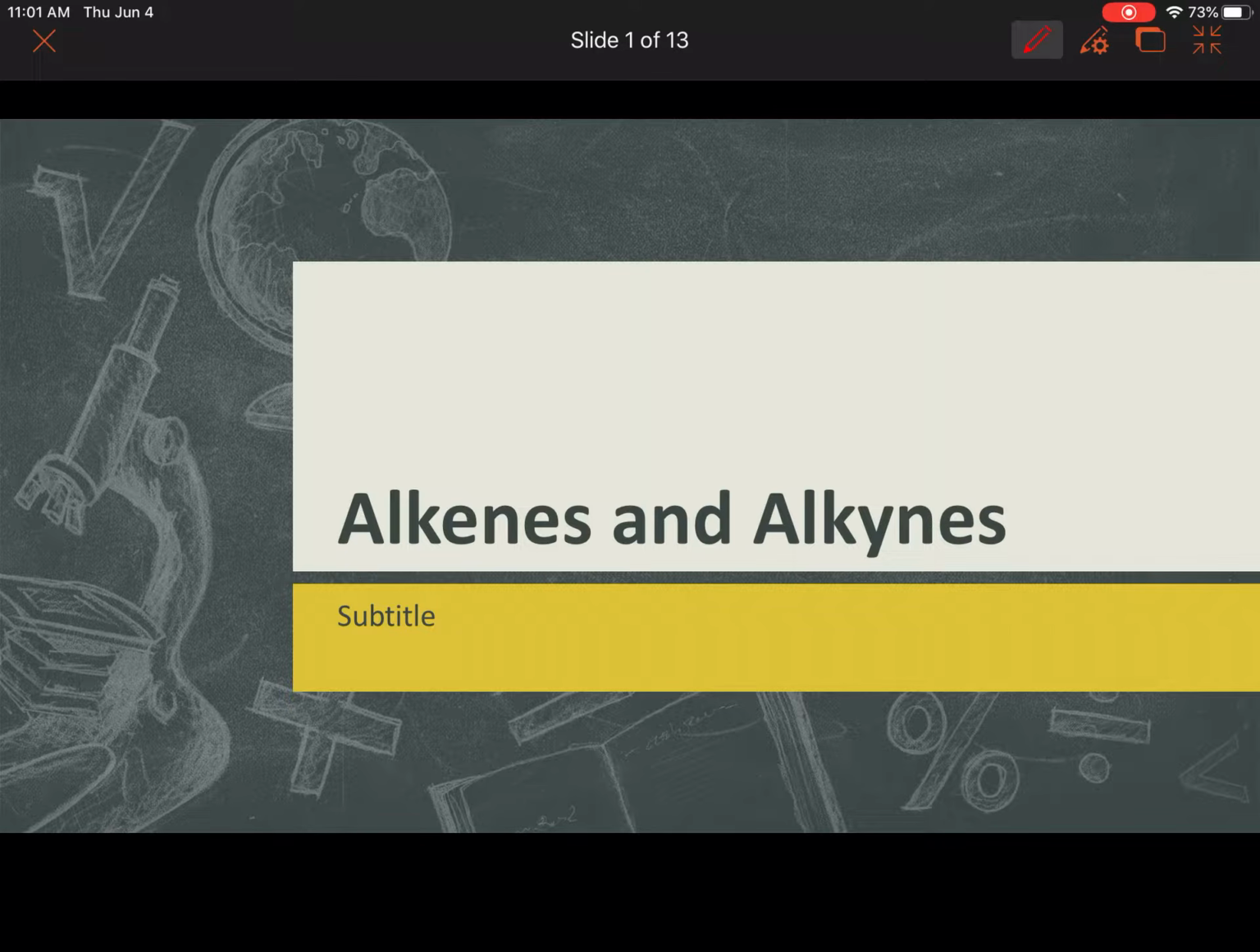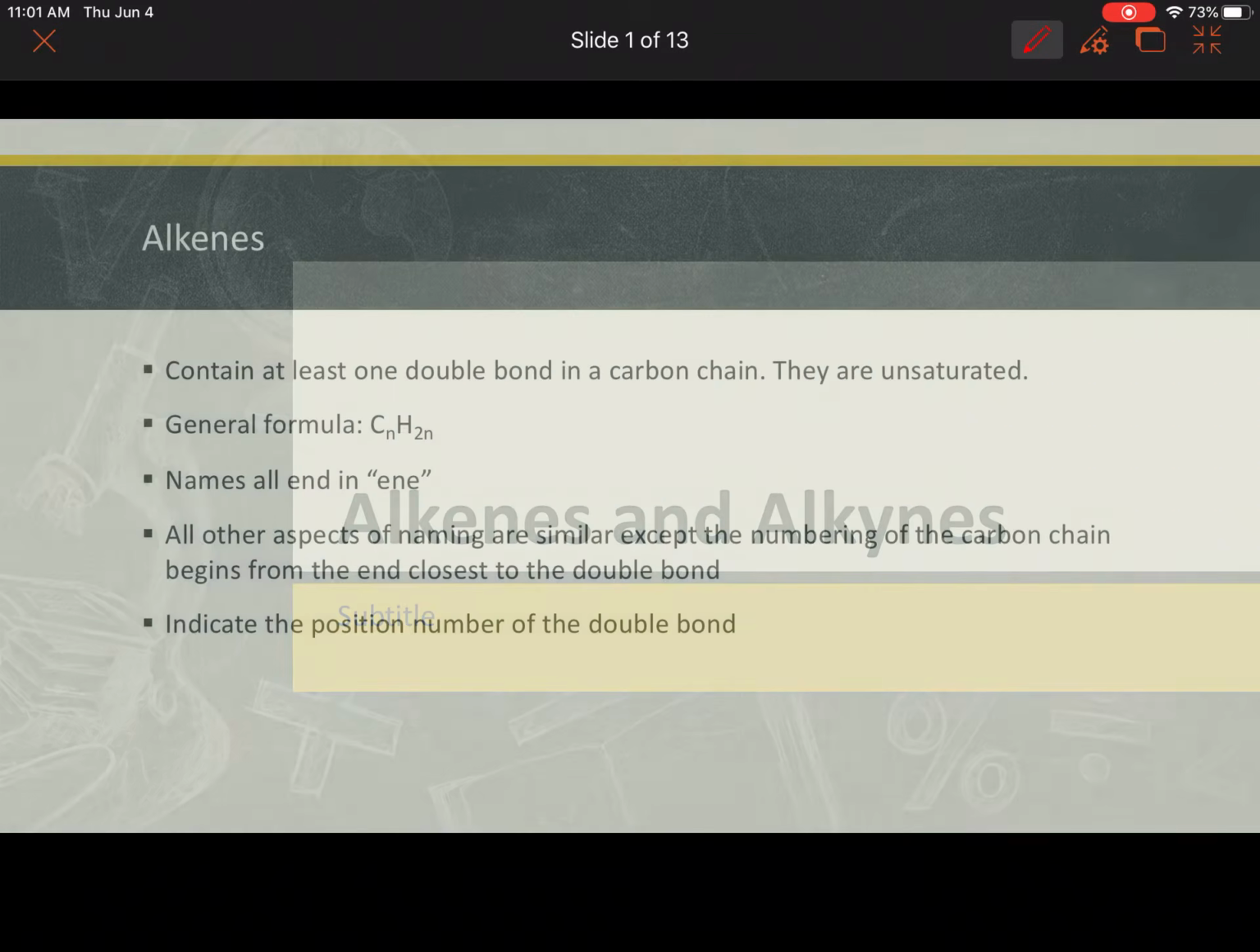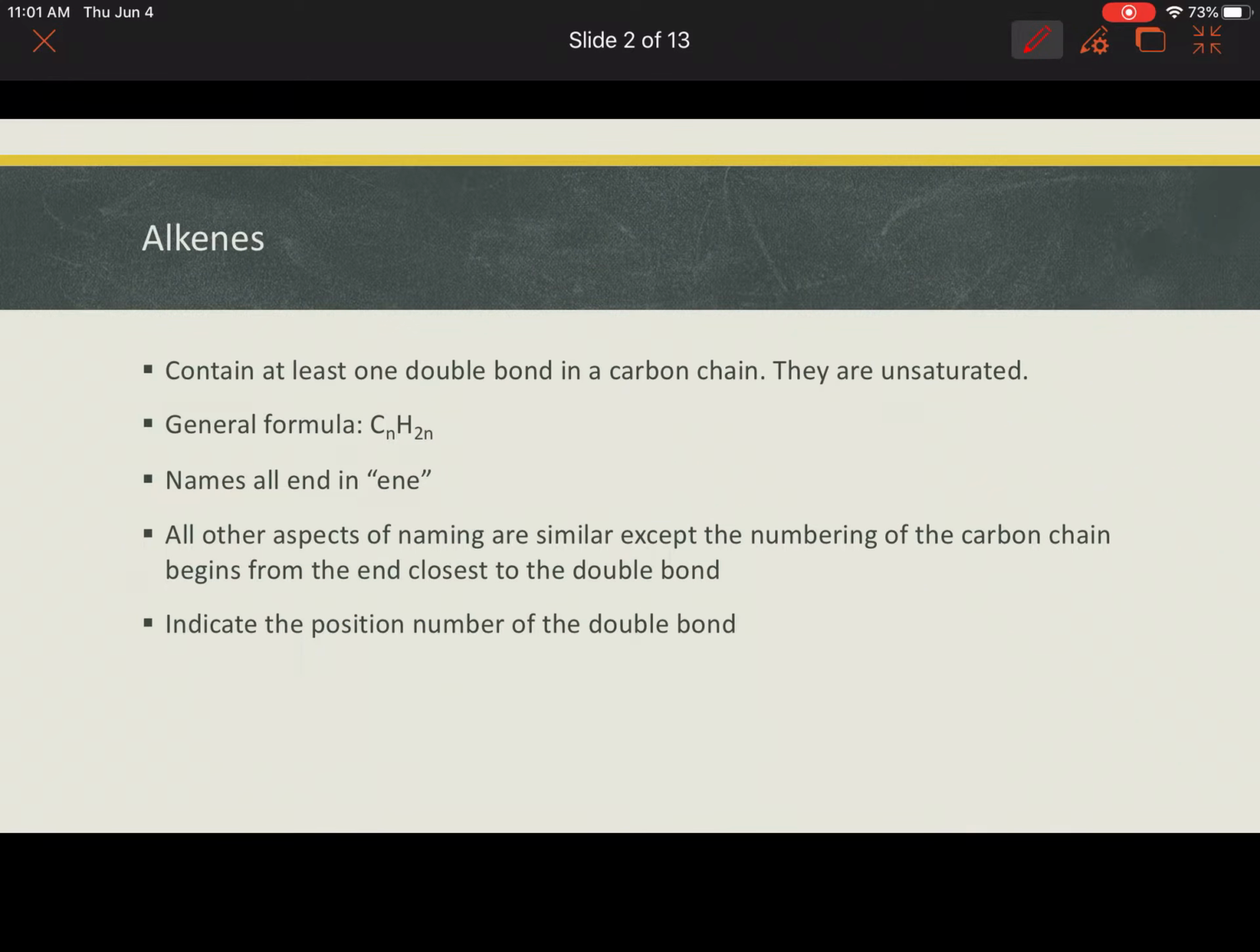So hopefully you've finished your alkane worksheet and now you can start on the alkenes and alkynes. We're going to start with alkenes. They contain at least one double bond in a carbon chain, so they are considered to be unsaturated. Whereas alkanes are saturated, the alkenes are going to be unsaturated.